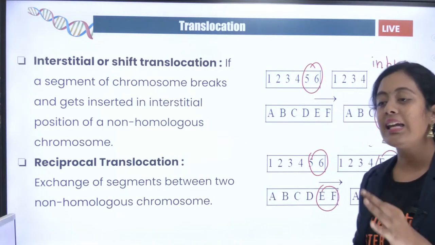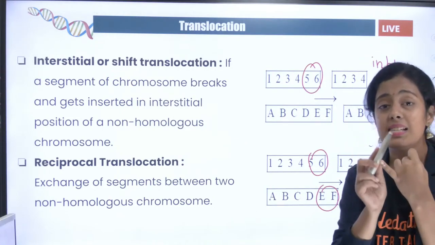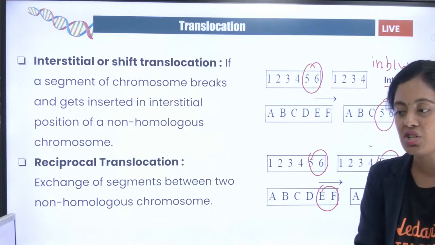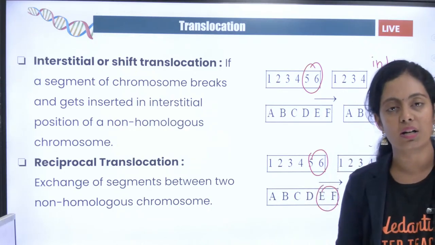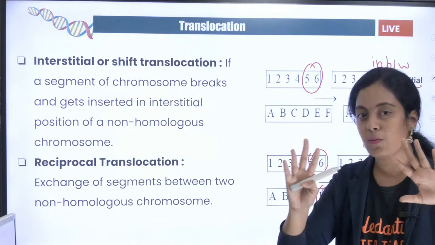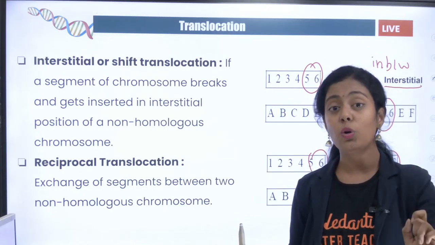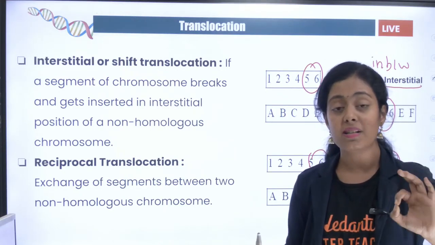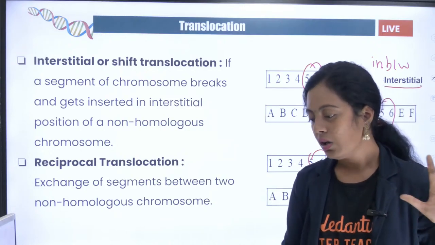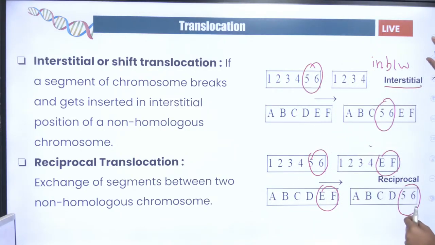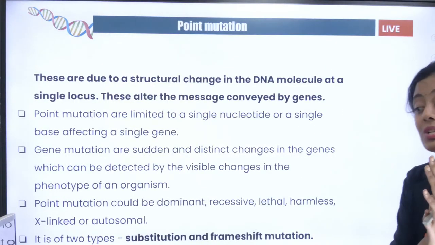Clear? So what are the three important types of translocation? Simple translocation, interstitial translocation and reciprocal translocation. Okay, either way many questions may or may not come, but it is going to help you understand mutation better. You will understand mutation so well now. Okay, now what we are going to see last is point mutation.